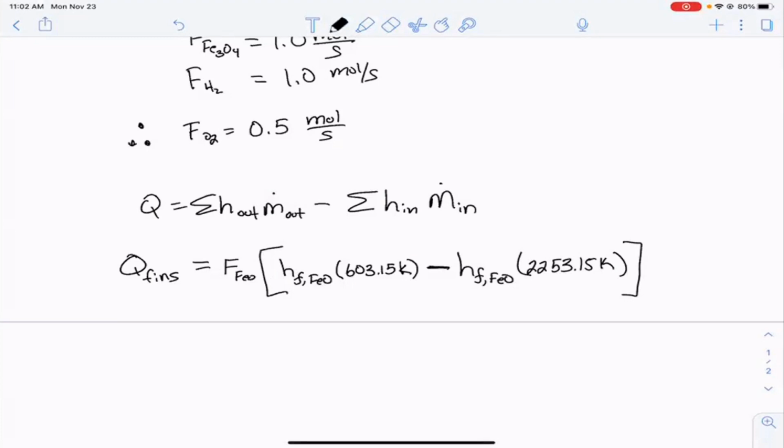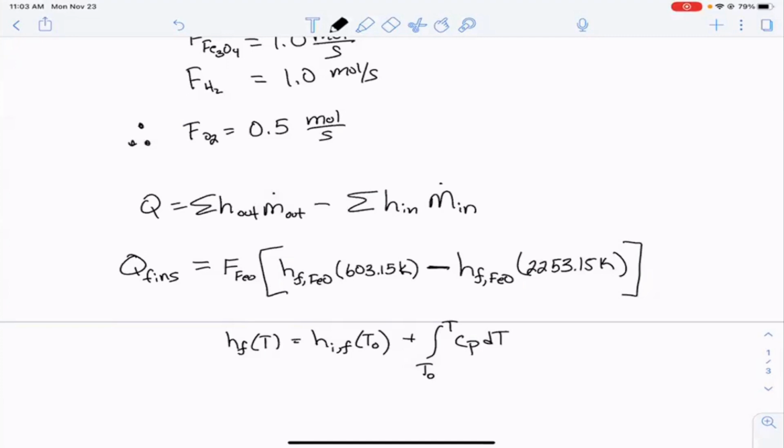And now the question is, where do we get these heats of formation from? Well, if you remember, the heat of formation at any temperature equals the initial heat of formation at some reference temperature, plus the integral from T0 to T of Cp dT. So we need some information about the heat capacity as a function of temperature for FeO.